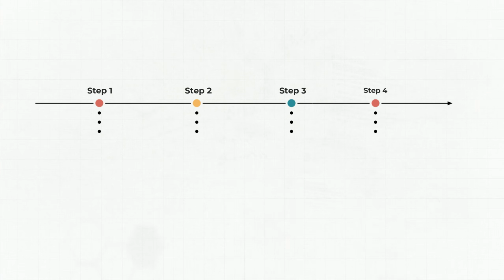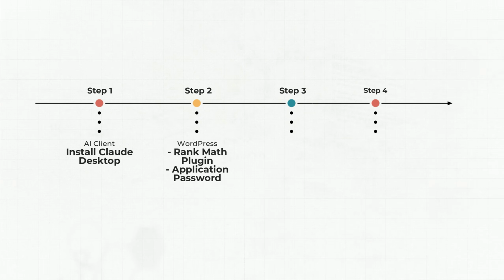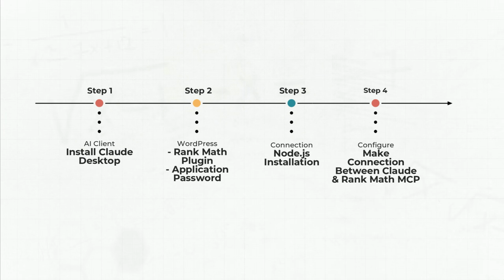So to get started, there are 4 things you need to do to use RankMath MCP. First, you need to install Claude Desktop. It is great if you have the paid version of Claude, but otherwise the free Claude Desktop works fine as well. Then you need to make sure that you have installed the RankMath plugin on your WordPress site, and also create an application password for Claude to access your site and use the RankMath MCPs that comes with the RankMath plugin. Then you need to have Node.js installed on your computer because the MCP connection requires it. And finally, you need to configure your Claude desktop to make a connection with your site to access RankMath MCP.